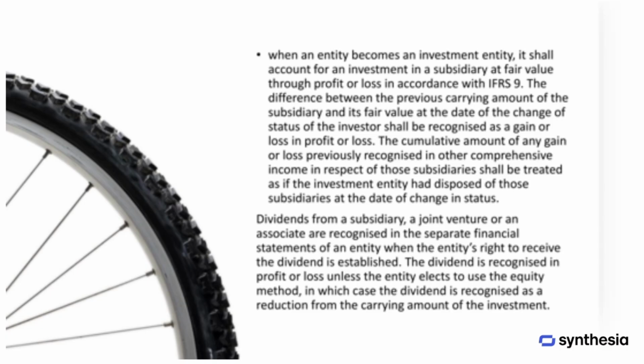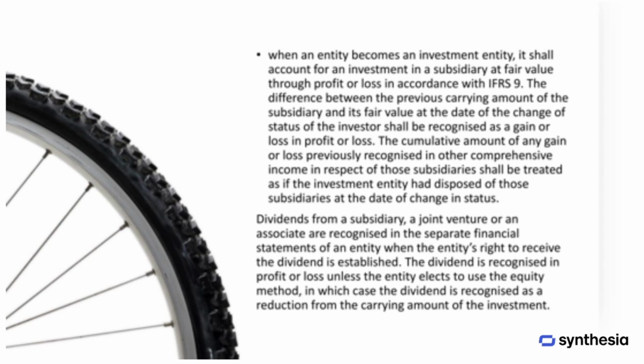When a company becomes an investment entity, it must measure its investment in a subsidiary at fair value through profit or loss. Any difference between the previous carrying amount and the fair value at the date of this change is recorded as a gain or a loss in profit or loss. Also, any cumulative gain or loss previously recognized in other comprehensive income for those subsidiaries is treated as if the company had sold those subsidiaries at the date of the status change.